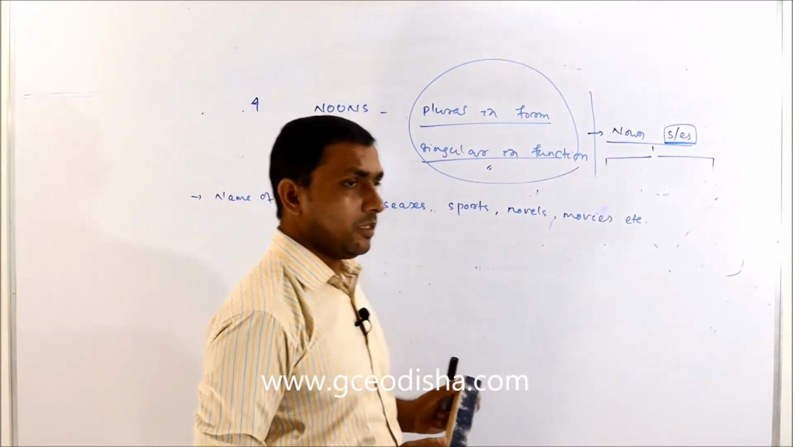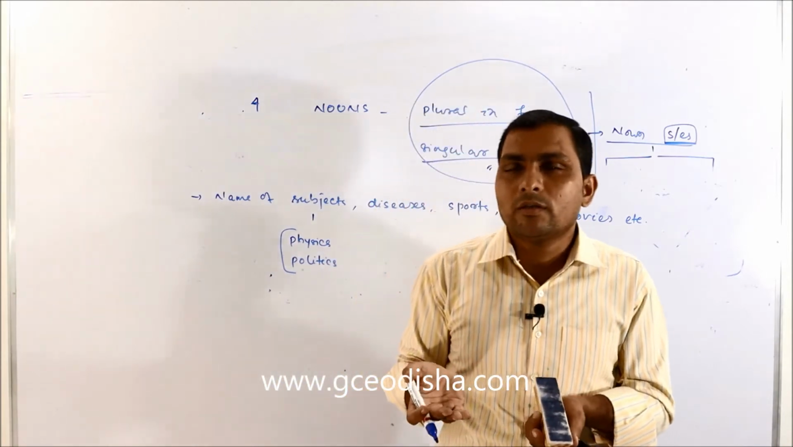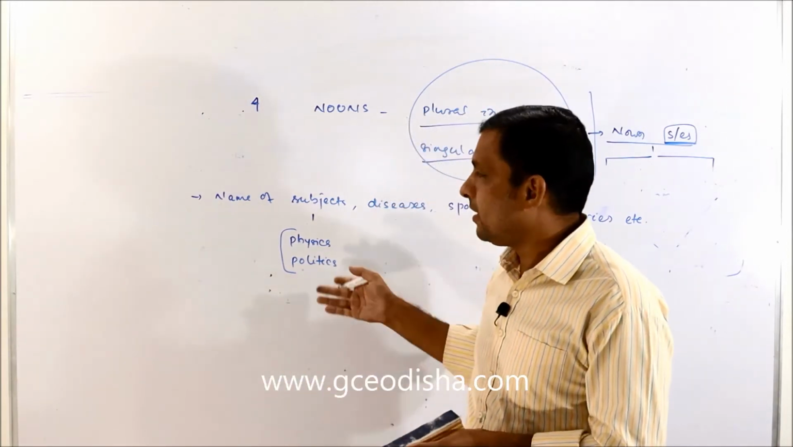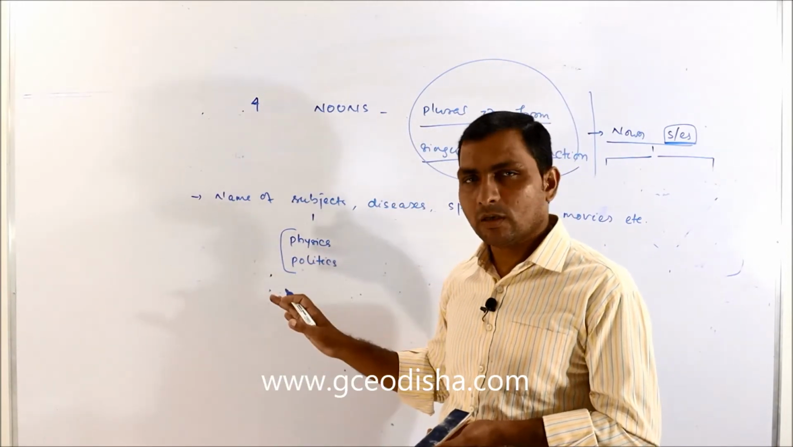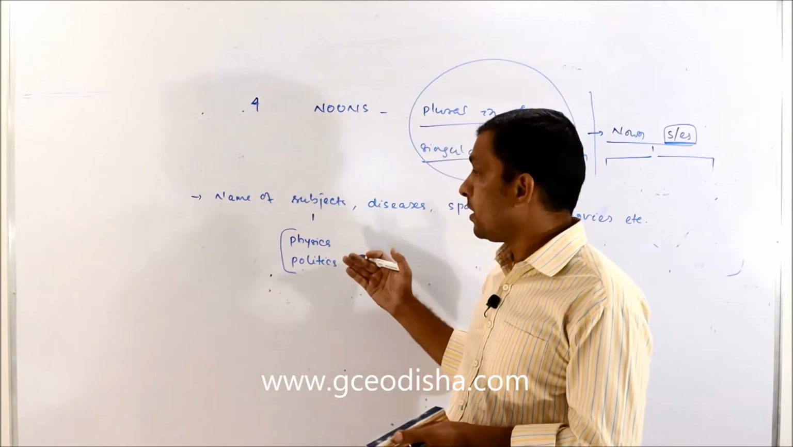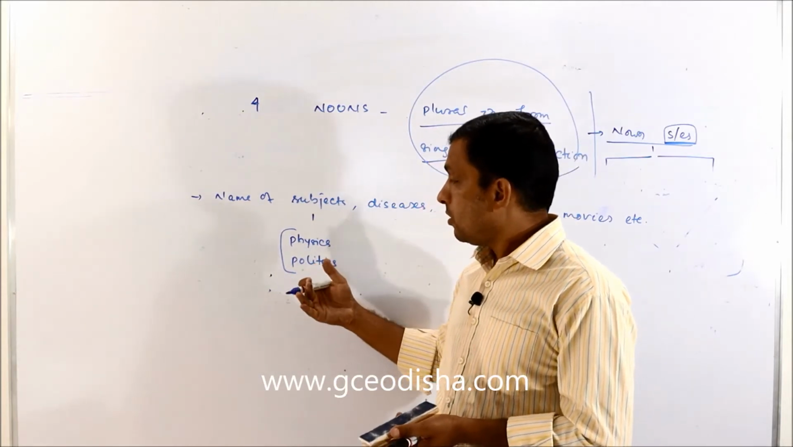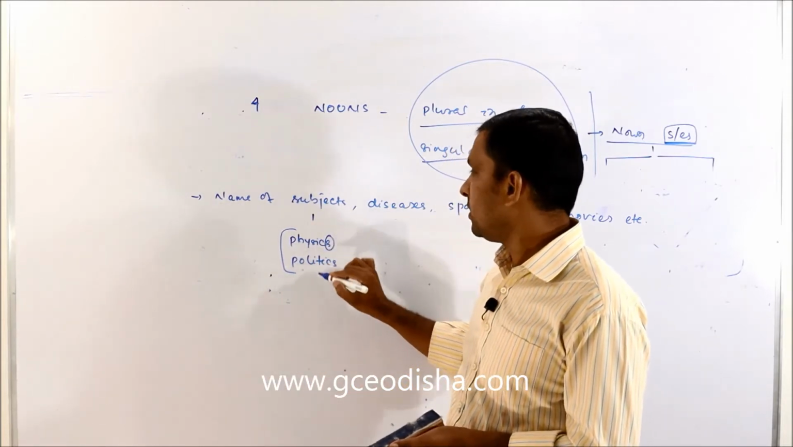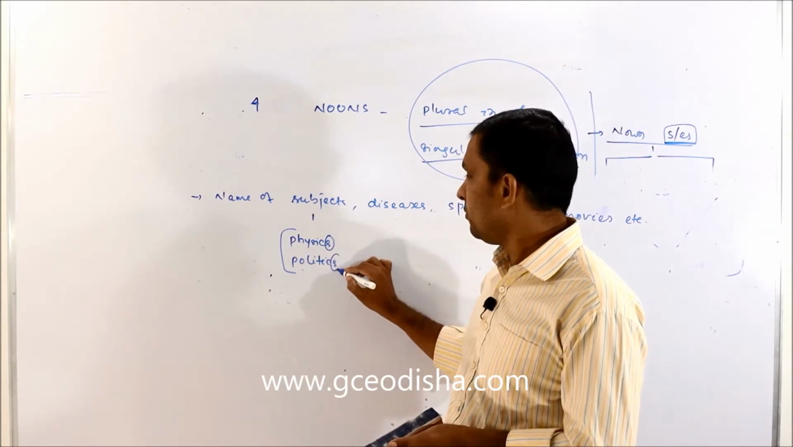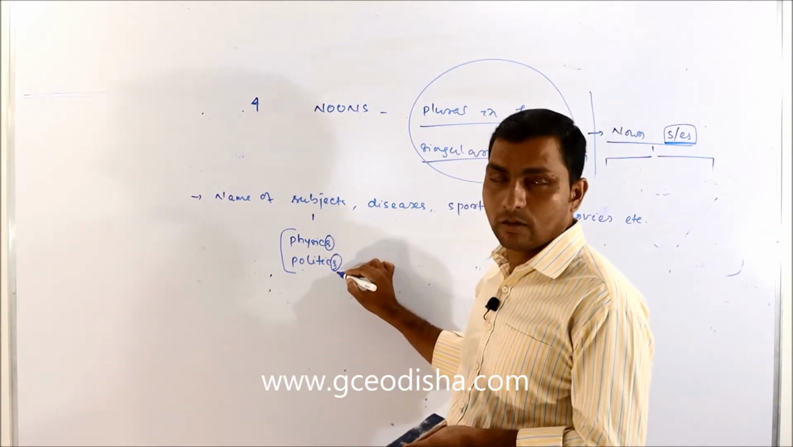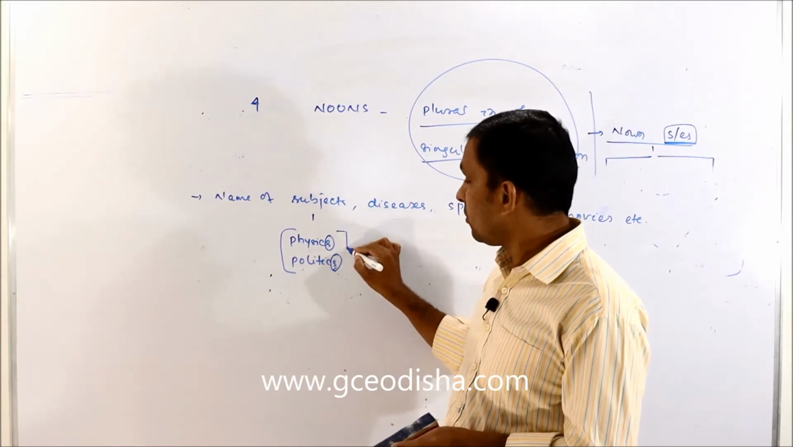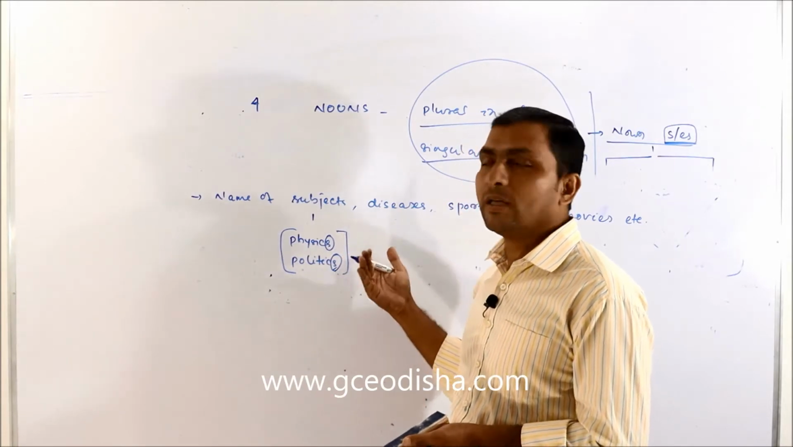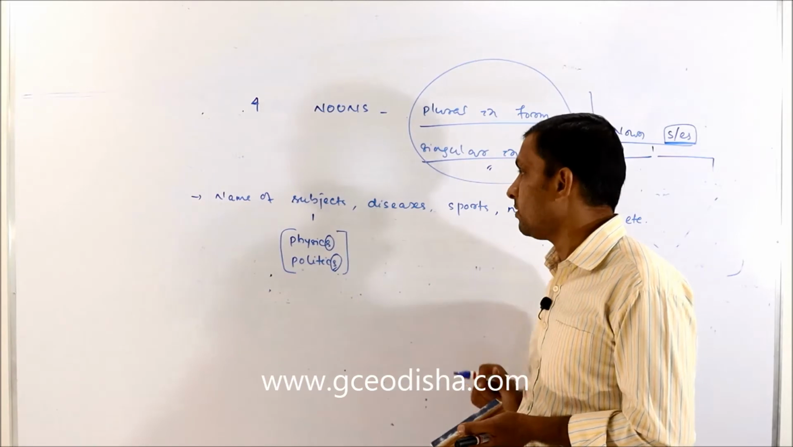Understood? Then something will come to your mind: sir, what about chemistry, what about biology? They will not create confusion. They are singular and take a singular verb. But we are discussing those that will create confusion. When we say physics, it is with s. When we say politics, it is with s. So these nouns create confusion, as with the additional s or es we may think plural, but exactly they are singular.